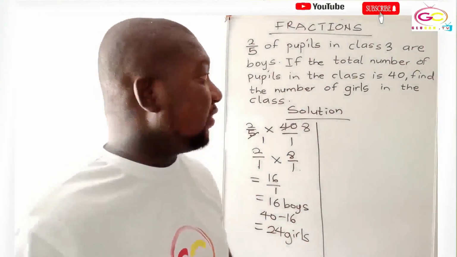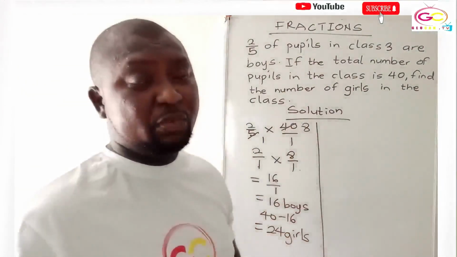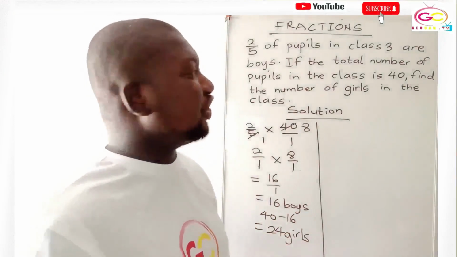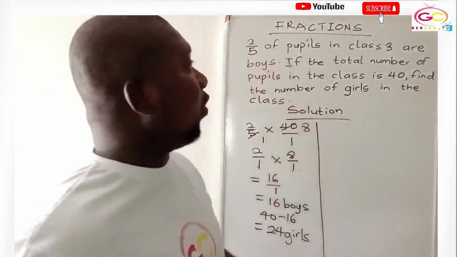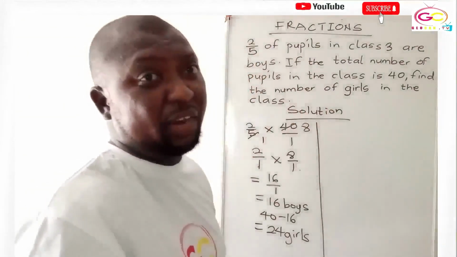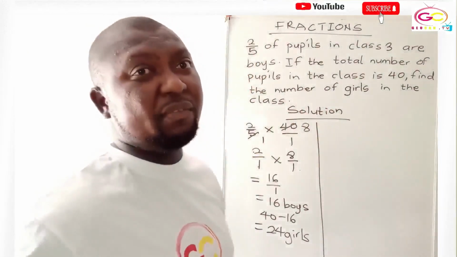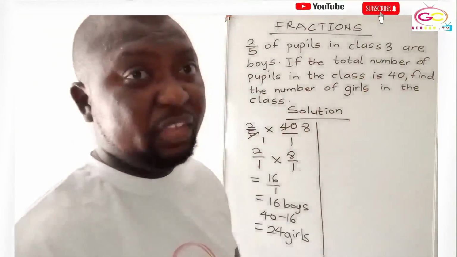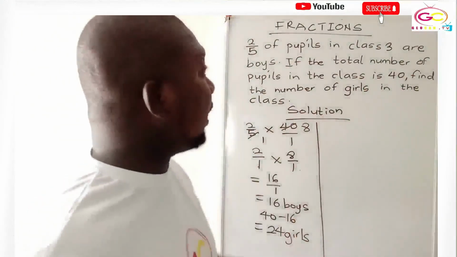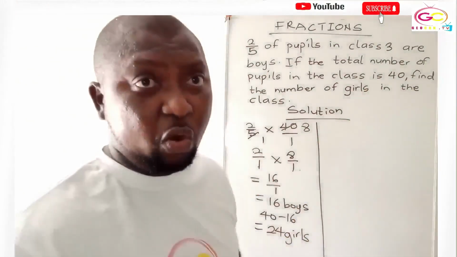As I did say, with this second method, we are going to find the fraction of girls. It's easy to find. Since we know the fraction of boys, it's easy to find the fraction of girls. Then when we find the fraction of girls in the class, we multiply it with the total number of pupils. How will we know the fraction of girls?